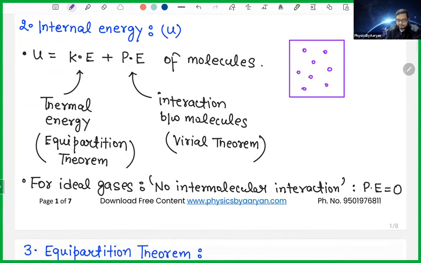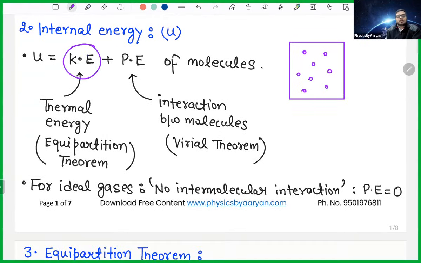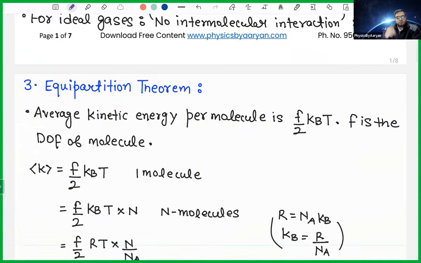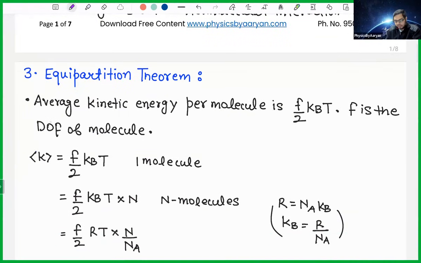So let's calculate this kinetic energy part. This kinetic energy part comes from the equipartition theorem. The equipartition theorem says that the average kinetic energy per molecule is given by (f/2) kBT. kB is the Boltzmann constant, a universal constant. T is the temperature, and f is known as the degree of freedom of the molecule, atom or particle.